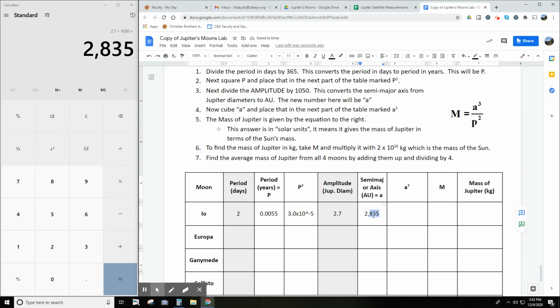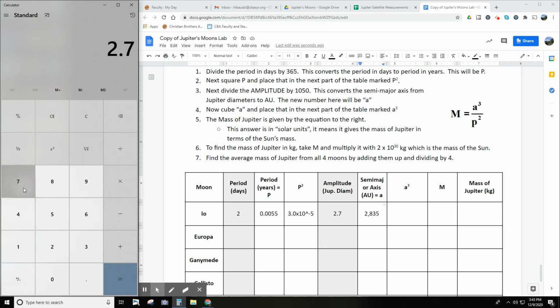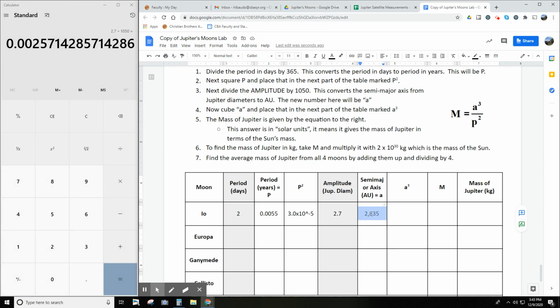Oh, I did that wrong. It's not multiply, it's divide. My bad, guys. I'm sorry. So 2.7 divided by 1050. And that's going to give us a very small number. That's more like it. So we have a very small number, 0.00257. So again, a pretty tiny number.